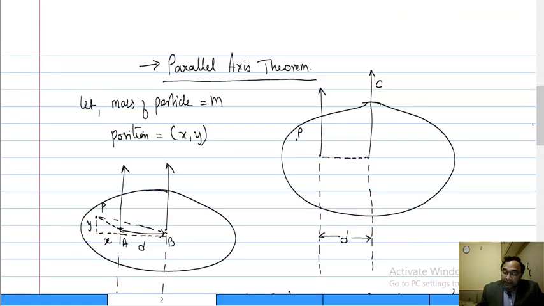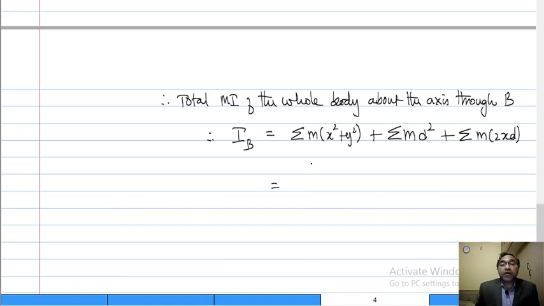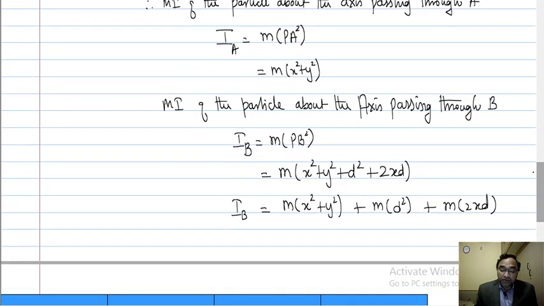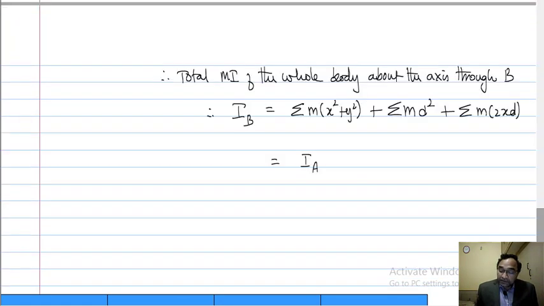Central axis is C. So, sigma of m times x square plus y square, this is nothing but moment of inertia about the axis passing through A. This is what we have seen, sigma of m into x square plus y square. Similarly, here d is a constant, therefore, sigma of m d square will give us total mass m times d square, where sigma of m is nothing but the total mass of the body.